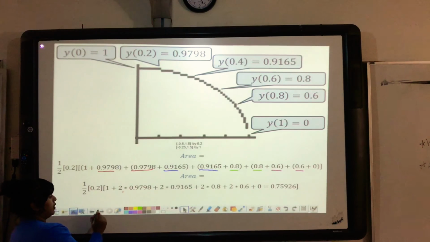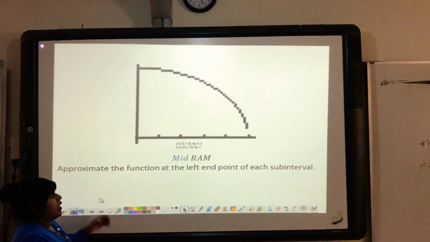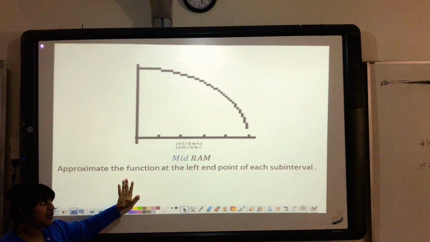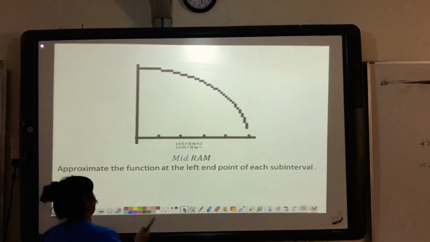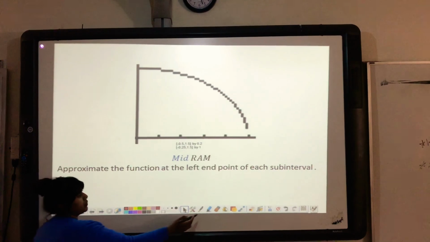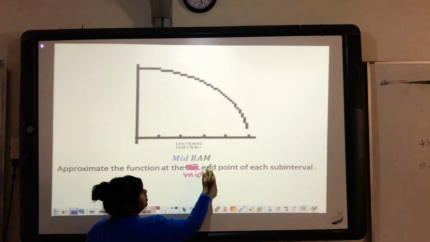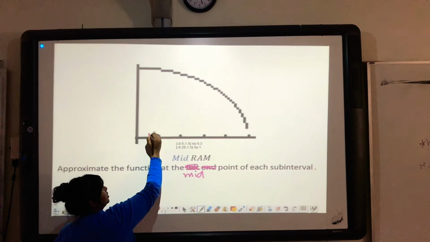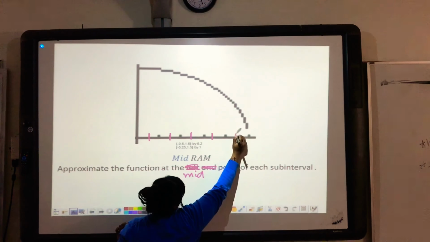0.75926. And then going back to our MidRim, and the reason why I skipped this till the end is because with our MidRim, you actually need new y values. So I wanted to make sure we addressed our trapezoid rule, which needed the same y values before. So what we're going to do is we're actually going to approximate this at the midpoint of each subinterval. So instead of 0 and 1, we're actually going to be looking right here, and right here, and right here, and right here, and right here.